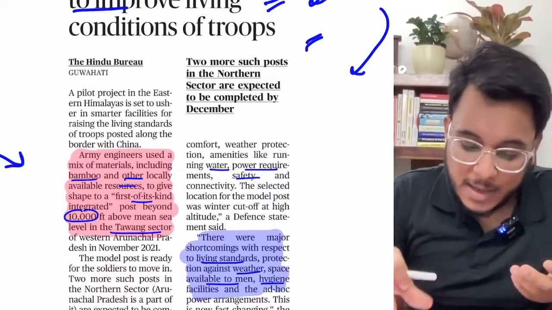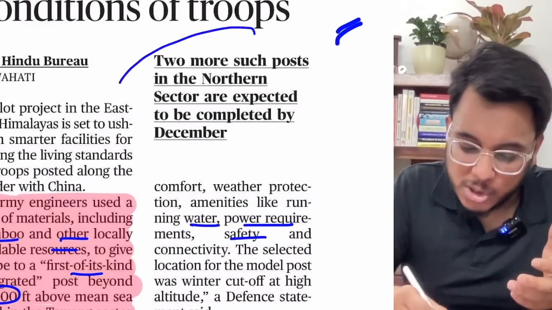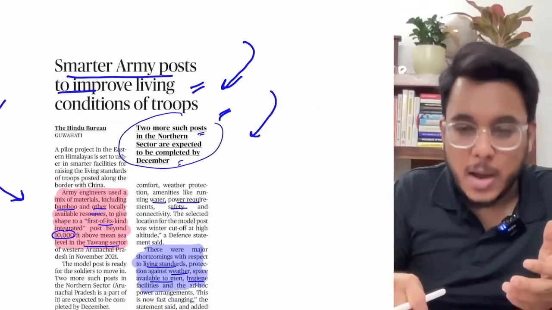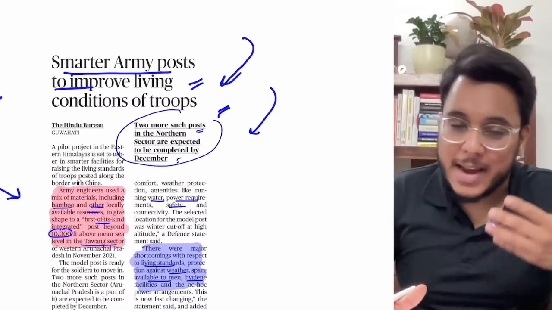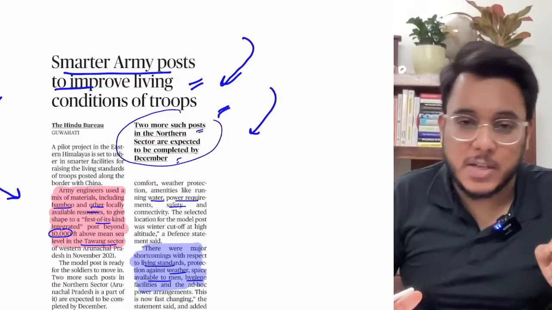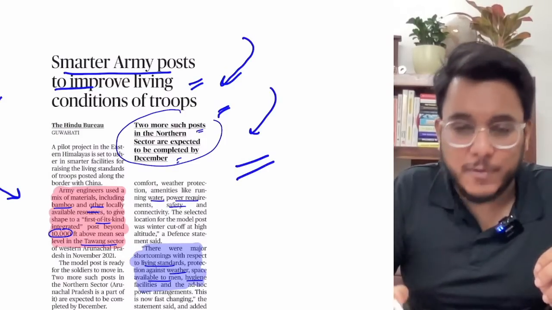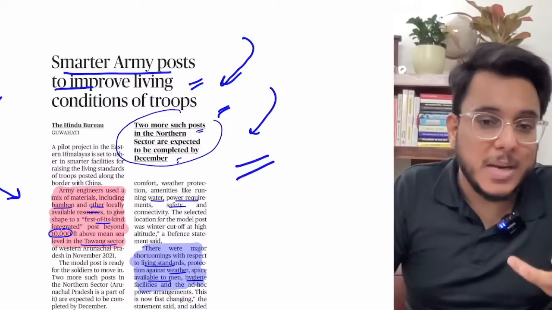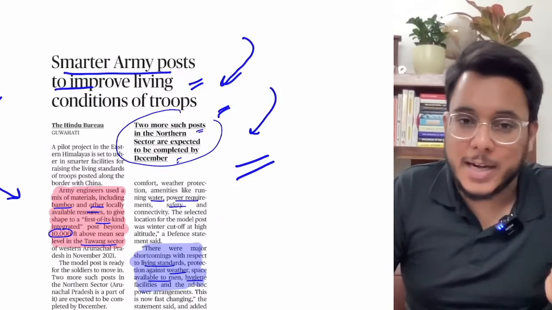Now over the period, 2 more such posts in the northern sector are expected to be completed by December, and these new posts will then be developed into the hostile fronts that are there. So this is one intervention that is going on. Now guys, these kind of things can be added as one-liner points in your answers to further complement them. Okay, so that is all about it, and now we'll move to the next article.